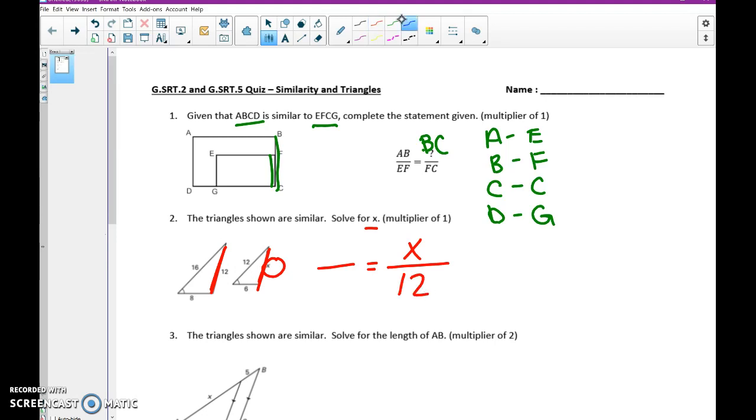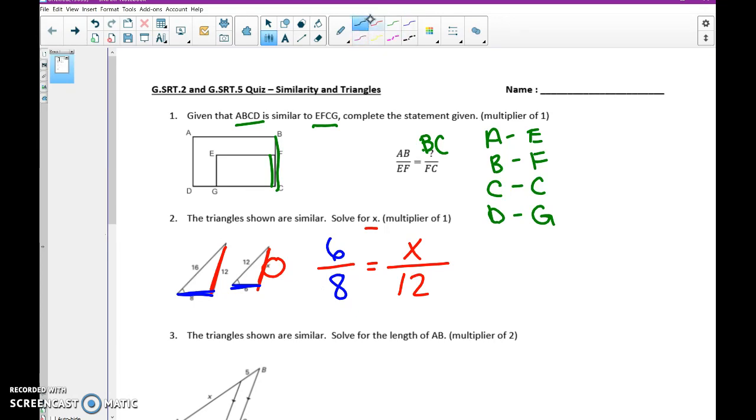Now I'm going to pick another side in this smaller triangle. I started with the one with x, so I have to pick another side in that same shape. So I'm going to pick the side that says 6, and the corresponding side in the bigger triangle is 8. So again, notice I did small triangle over big triangle, and I matched the sides to each other.